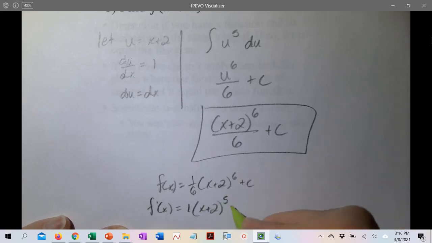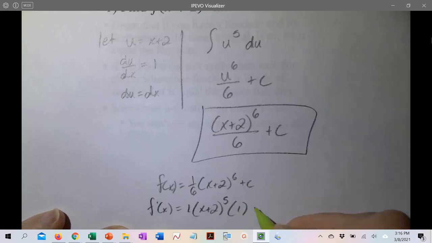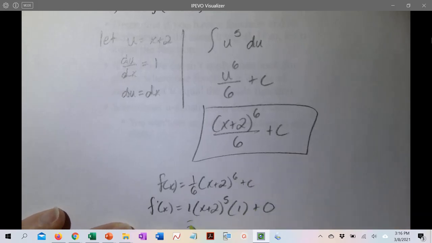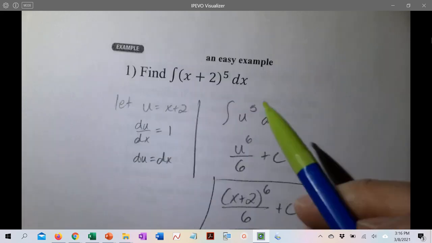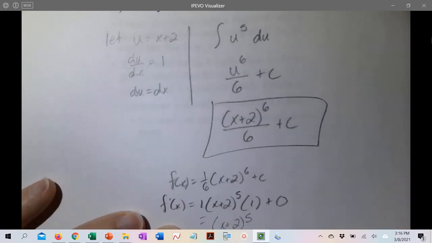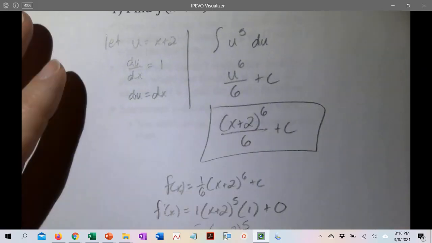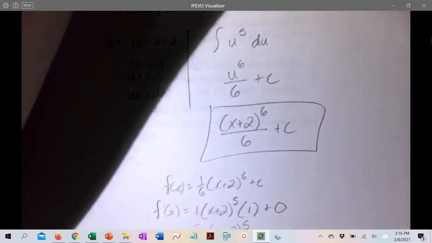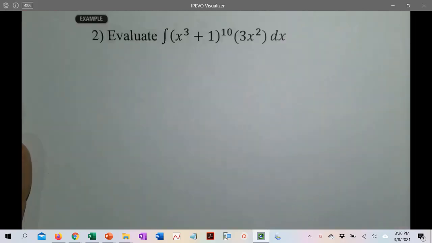the derivative of the inside, which would just be 1, and then the derivative of a constant is 0, and so all that works out to be (x+2) to the 5th power, which, sorry, you can see down there, and that's what our question was. So it's correct. All right, let's have a look at example 2.